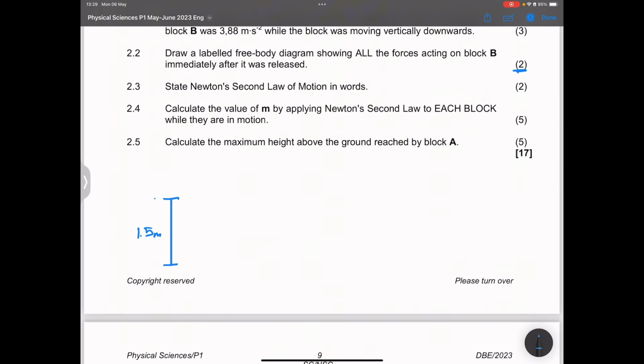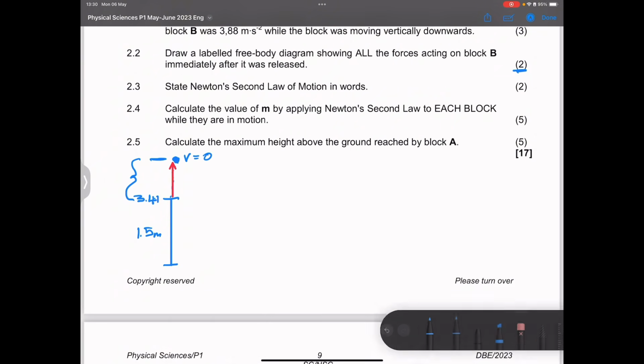And then once it gets to this point with a speed of 3.41 meters per second, it goes up a certain height until its velocity is equal to 0. So they want to know that maximum height above the ground. Let's find out what this height will be. And this time, remember, it's not moving because it's pulled, but it is moving due to gravitational acceleration, because block B would have been on the ground. So I'm going to find out this maximum height, and I'm going to add it to the 1.5.